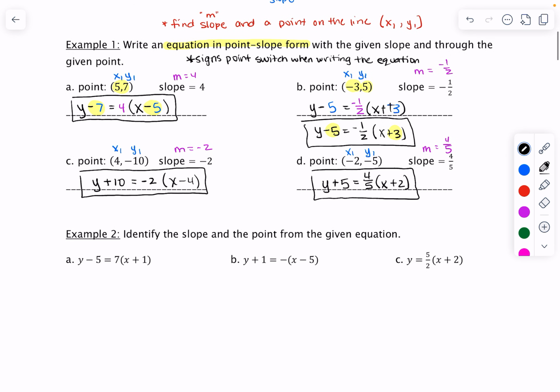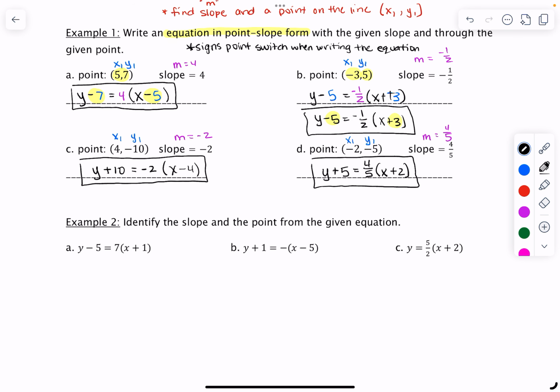I want you then to be able to do the reverse of this example. I want you to be able to look at a point slope form and identify first the slope. Identify the point from the equation, and I want you to be able to pull out the slope from the equation. So that means I want you to be able to find m, and I want you to be able to find a coordinate pair. So find that slope, find that coordinate pair.